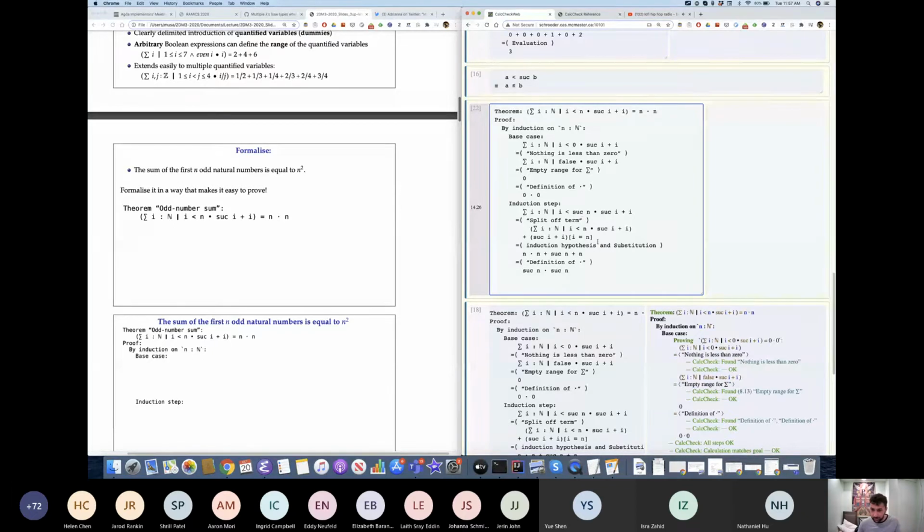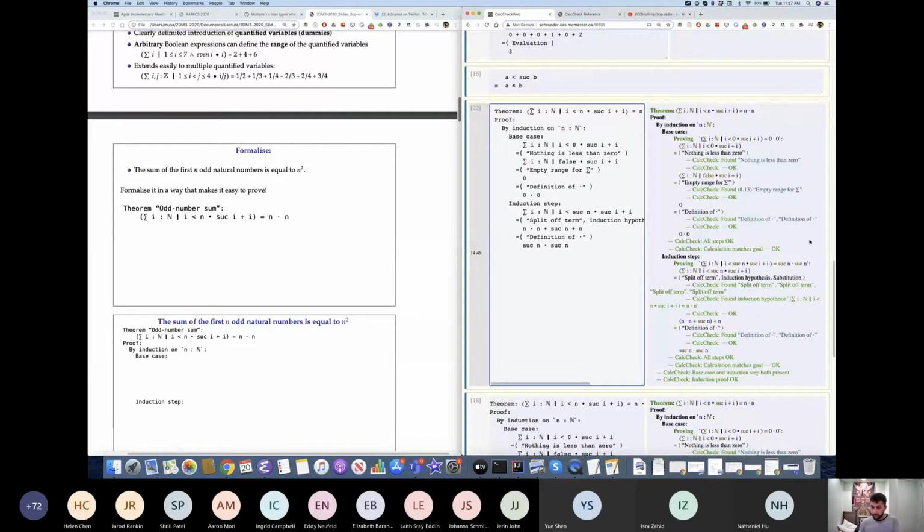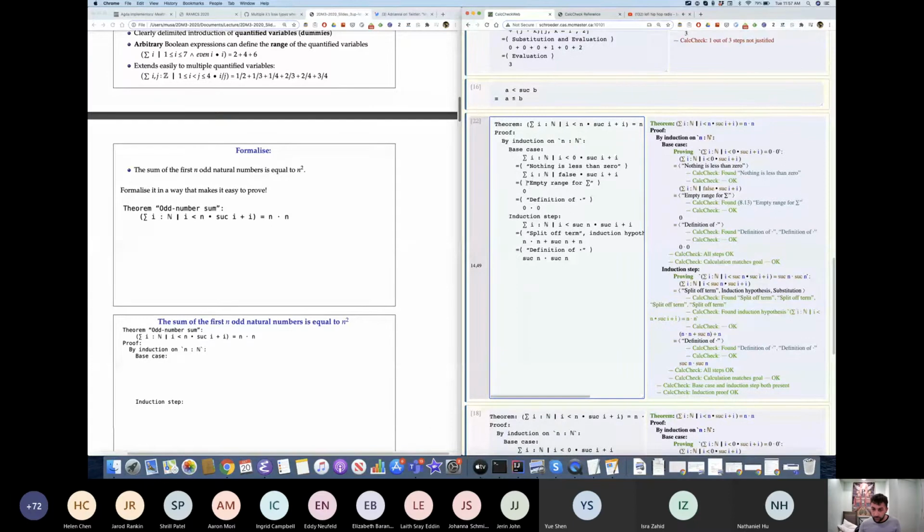So here we did split off term and substitution. So we can combine these steps. I'll use a comma instead of the word and. Okay. So we can combine these steps right there, and it still checks. And we can do the same thing here. We can combine these, all right? And we can combine the last one.